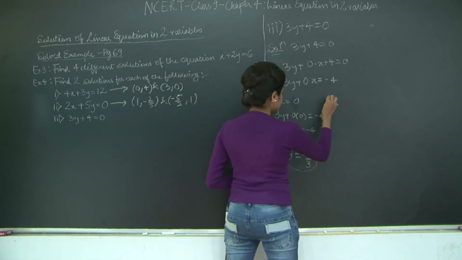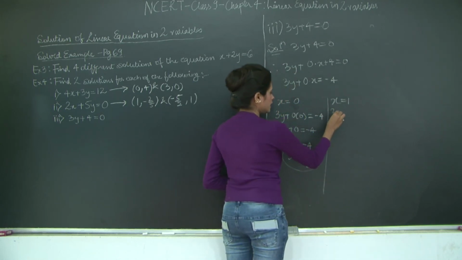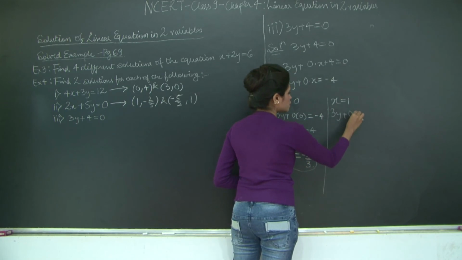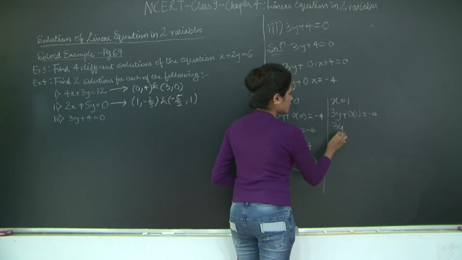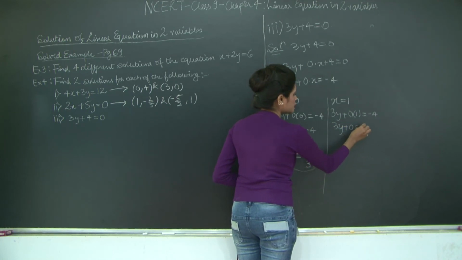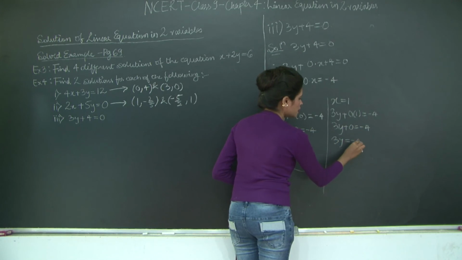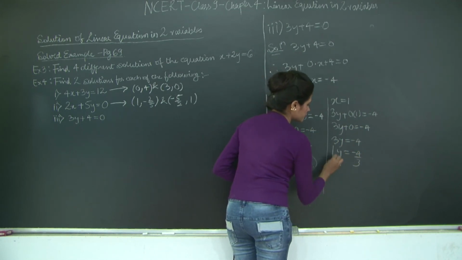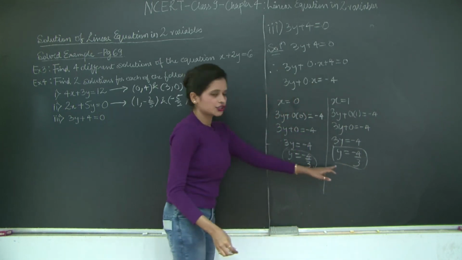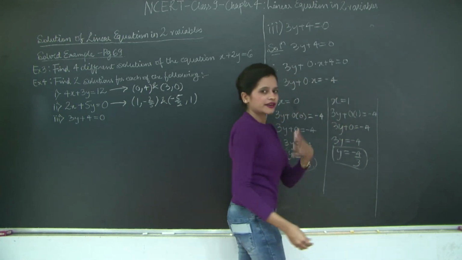Let's take x is equal to 1. What do I get? 3y plus 0 into 1 is equal to minus 4. So 3y plus 0 is equal to minus 4. 3y is equal to minus 4 and y is equal to minus 4 upon 3. So my solution here and here is the same. Let's try for another number.